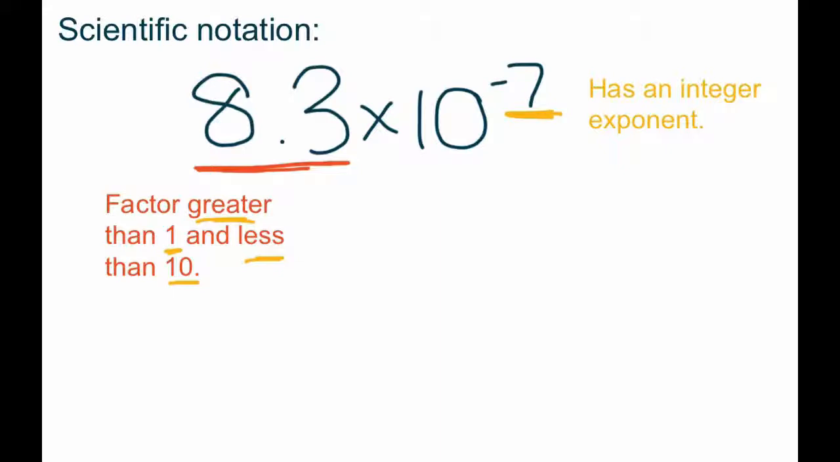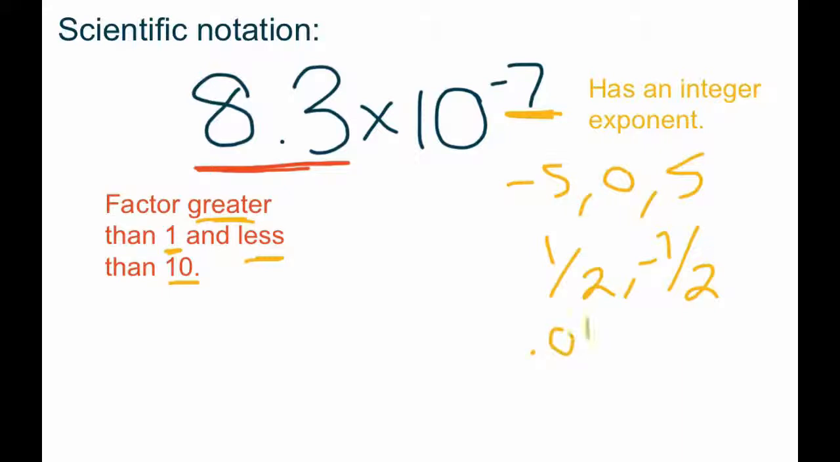Remember, integers are whole numbers that can be either positive or negative. So an integer could be -5, 0, +5, so on and so forth. But a number like 1/2 or -1/2 is not an integer. And numbers like 0.01 or 0.11 are not integers. Fractions and decimals cannot be integers.